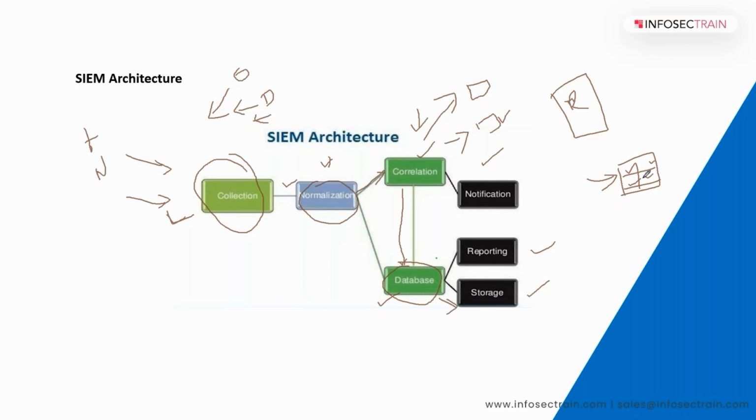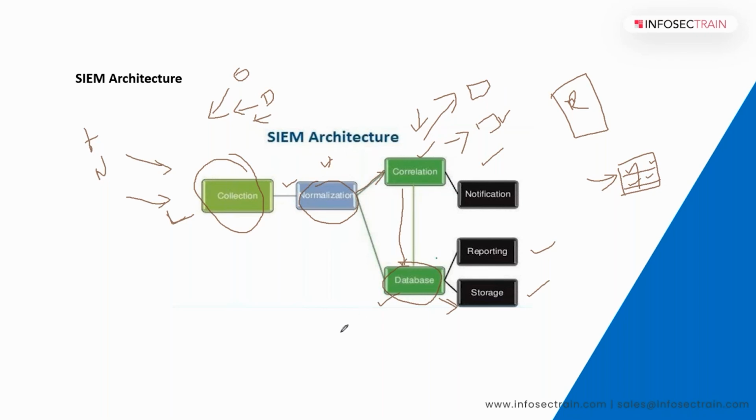long activity, the SIEM itself does a correlation. It identifies what type of log that is and does the bifurcation of that log. And not only that, it stores all the logs.